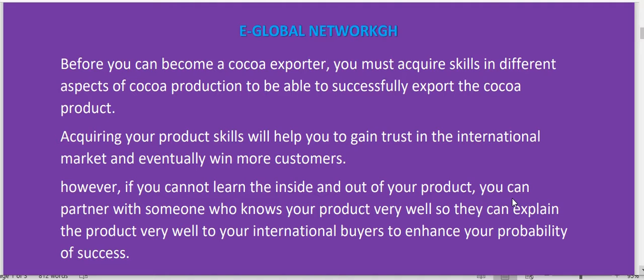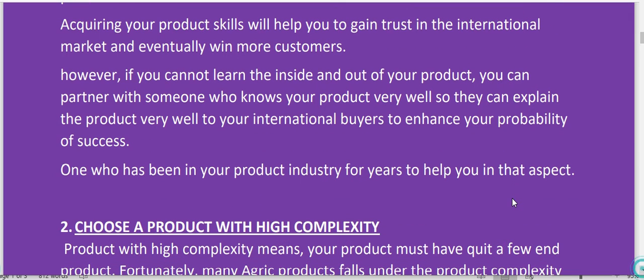It is very important. Once you gain the trust of your buyers, that is all you need to grow your export business.